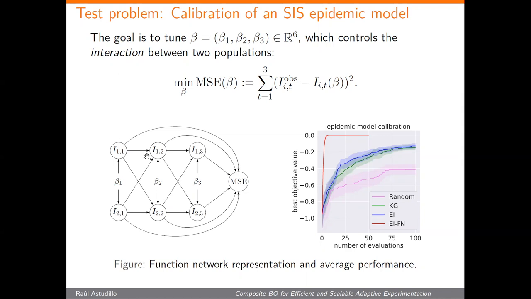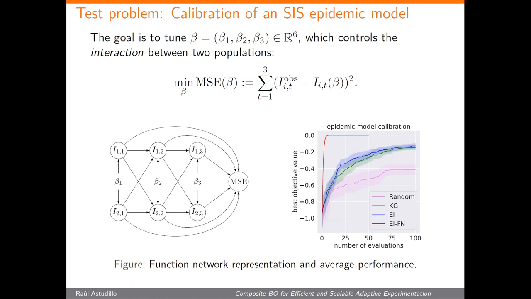And this dynamical system is going to evolve and give rise to the number of infected individuals for each of these two populations in the second time period. This is going to depend, of course, on how many individuals were infected in each of these two populations in the first time period, as well as the parameters that govern how the disease spreads. So we're going to be modeling this, and the parameters are going to be time dependent. So this is formulated as a function network.